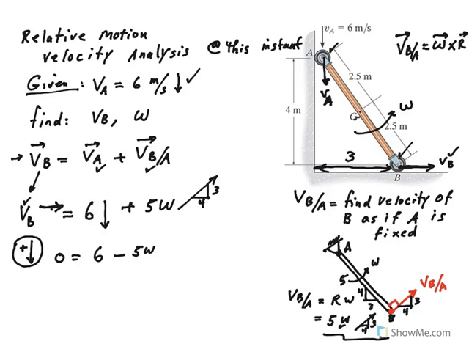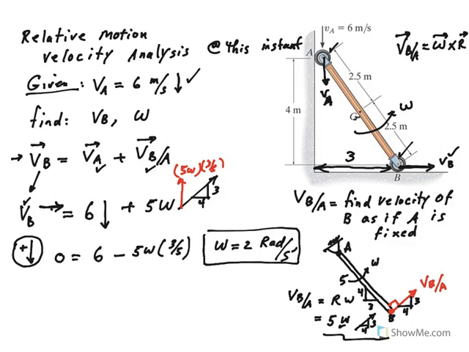What's the y component of this term? The y component becomes 5 omega times 3/5. And if you go ahead and solve for omega, omega becomes 2 radians per second. That was easy, right? So at this instant, this bar is rotating at 2 radians per second counterclockwise.